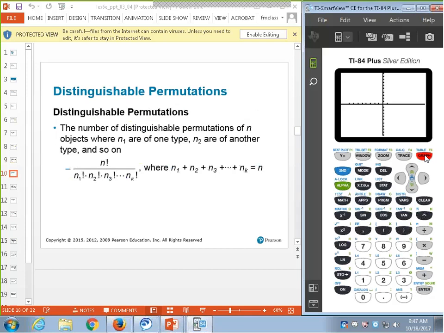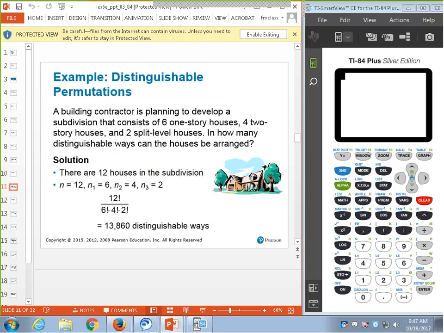Now, distinguishable permutation. The number of distinguishable permutations of n objects where you have duplicates, n1 are of one type, n2 are of another type, and so on, is you take the total number, you factorialize it, and you divide by the number of duplicates for each one. Okay, now, you have to do this one. This formula is not built in, but you do have factorials. We'll do one, and you'll see how to do it. So this is when some of the objects are the same. So here's an example of that formula.